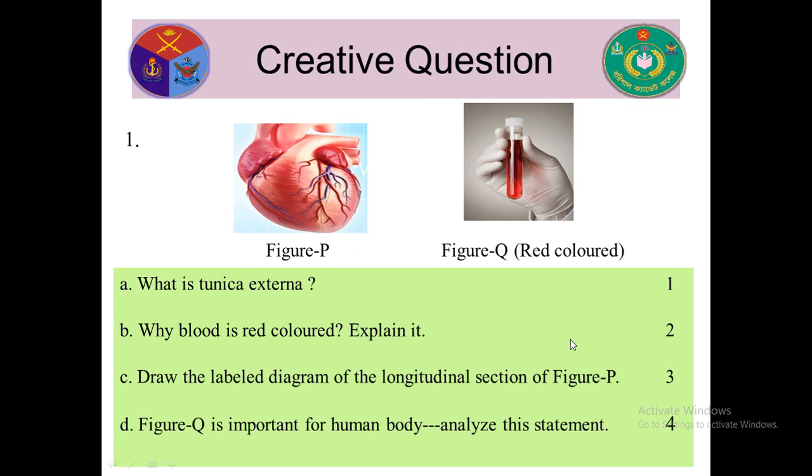Number D, figure Q is important for human body. Analyze this statement. Figure Q is red color. So it is red color means it is blood. So you have to analyze the function of this substance, I mean blood.